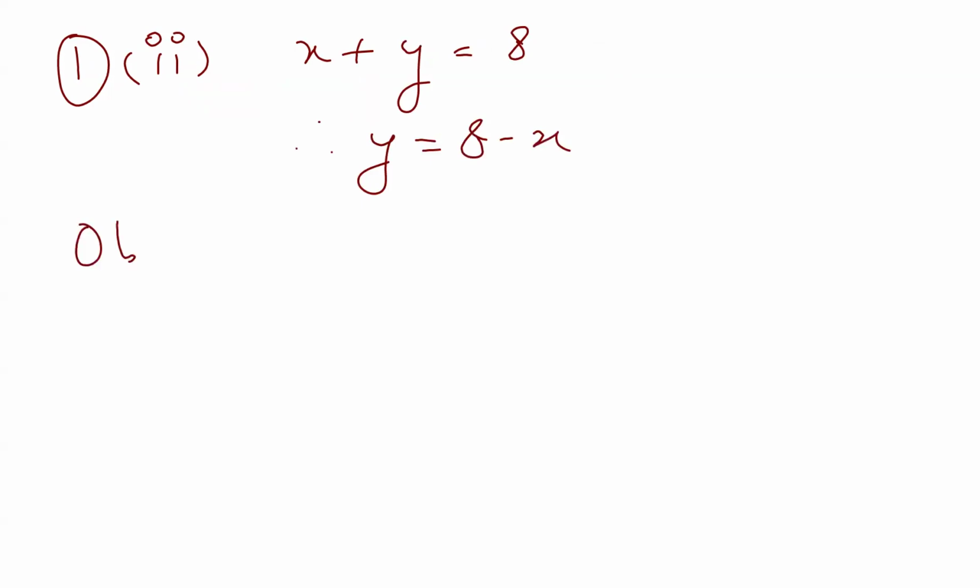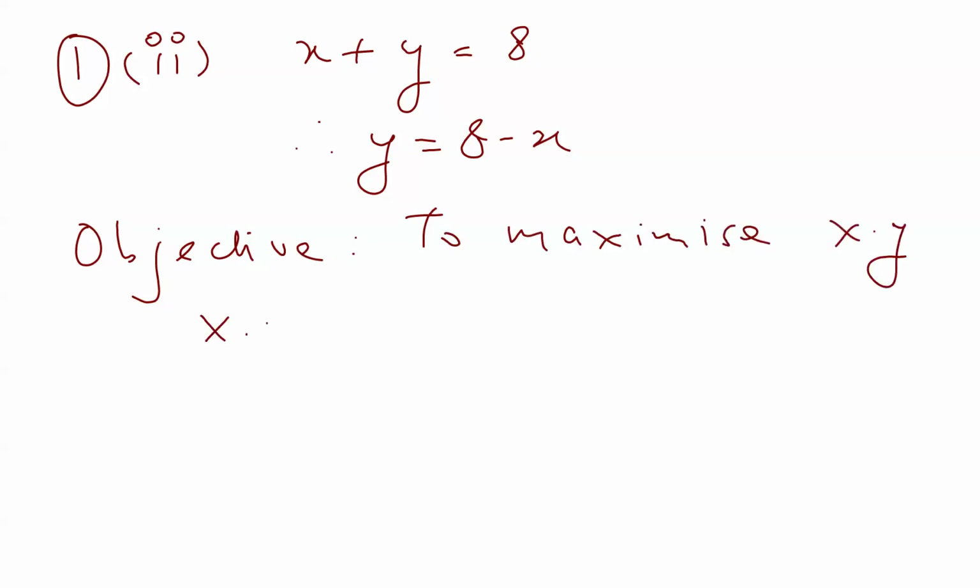Objective: to maximize xy. So what is the objective of the problem? To maximize xy over here. It can be either maximize or minimize. Now x into y. What is x into y? It is x into 8 minus x.